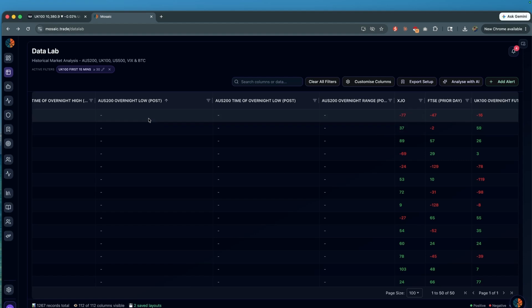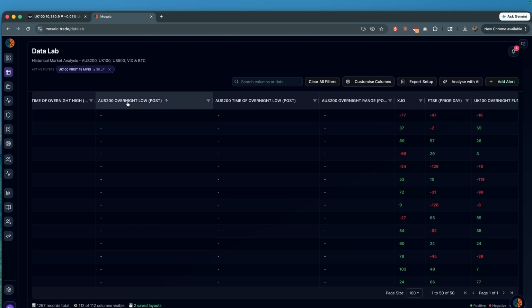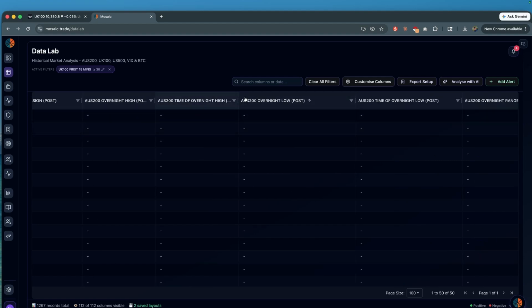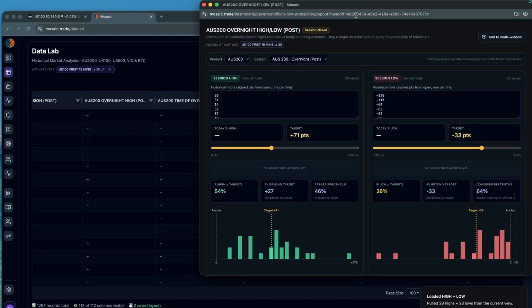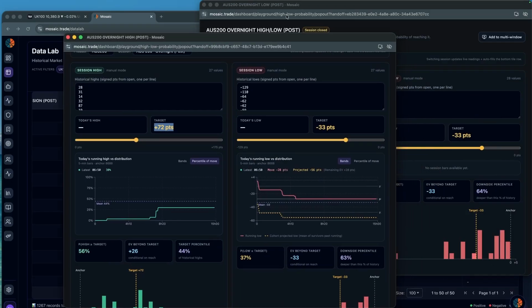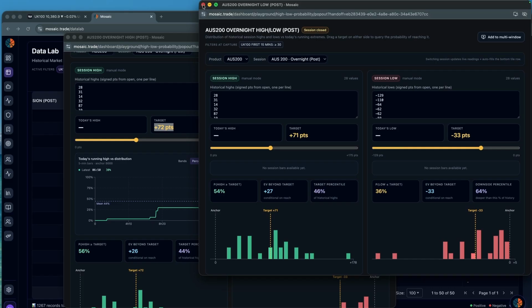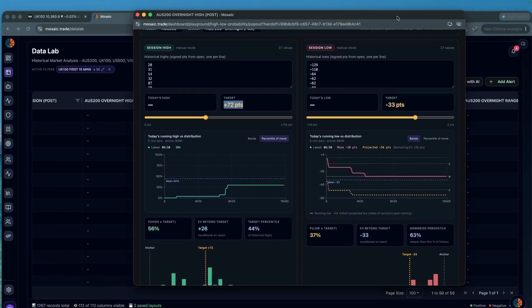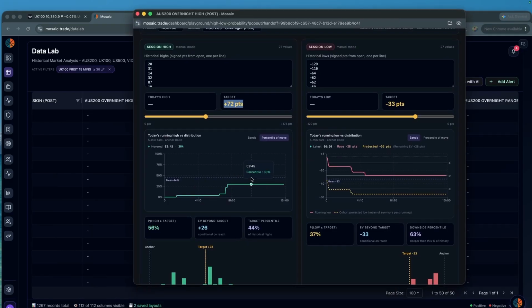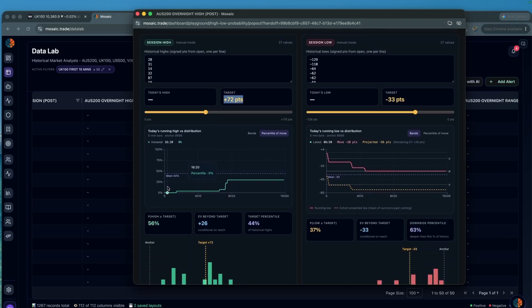Okay, so the most efficient way to do that is, find the overnight high, overnight lows, add it to the high-low probability model. Now I'm just going to swap this out for one I prepared earlier, just because that session is finished. So some of this has dropped off this morning, but this is what the percentile looked like overnight.